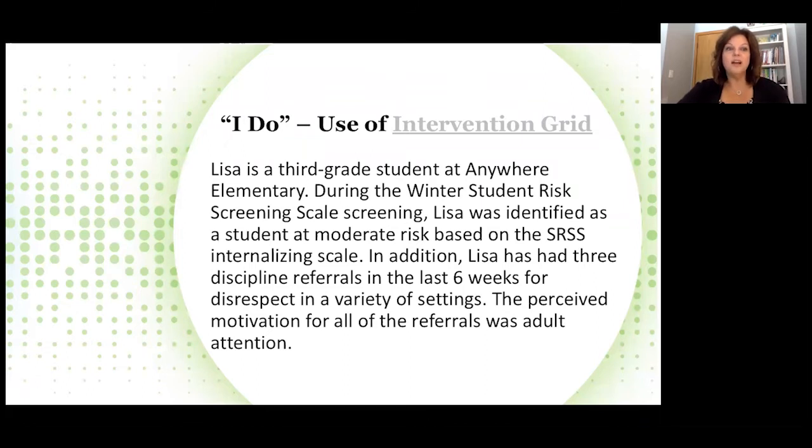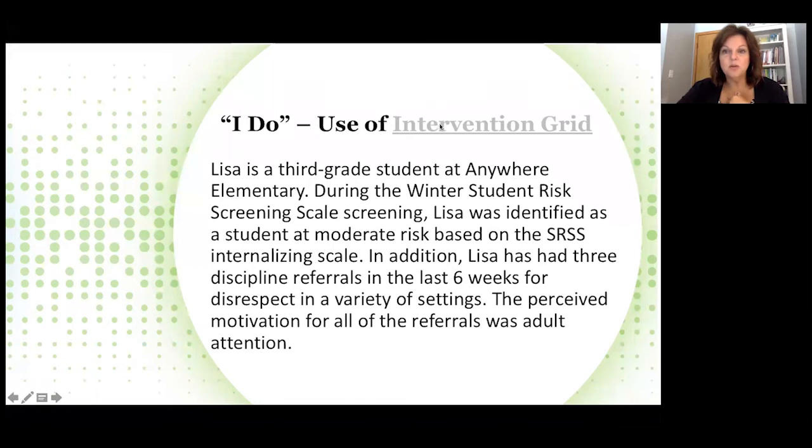Okay, so we are going to practice so you can see how this intervention grid can promote what? Efficient, effective, and equitable decisions. So here we have Lisa, and Lisa is a 3rd grade student at Anywhere Elementary. During the winter student risk screening, Lisa was identified as a student at moderate risk based on that scale's internalizing scale. In addition, she has had 3 discipline referrals in the last 6 weeks for disrespect in a variety of settings. And the perceived motivation for all of those referrals was adult attention.